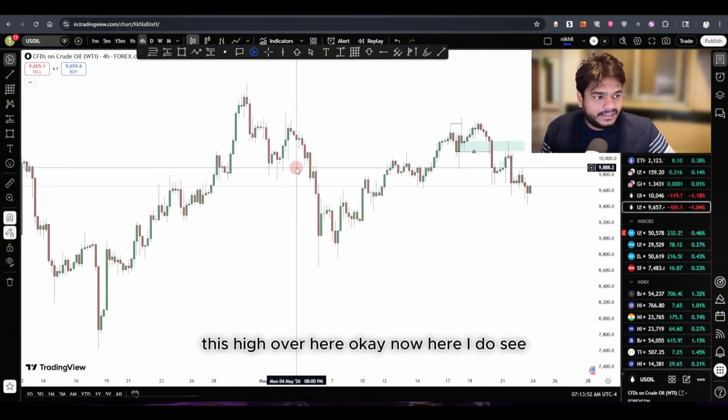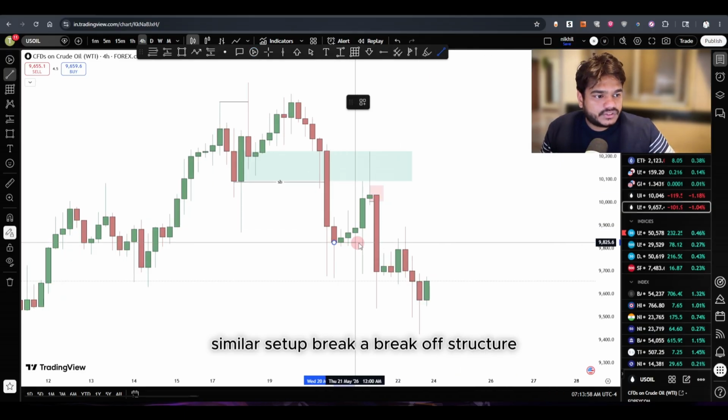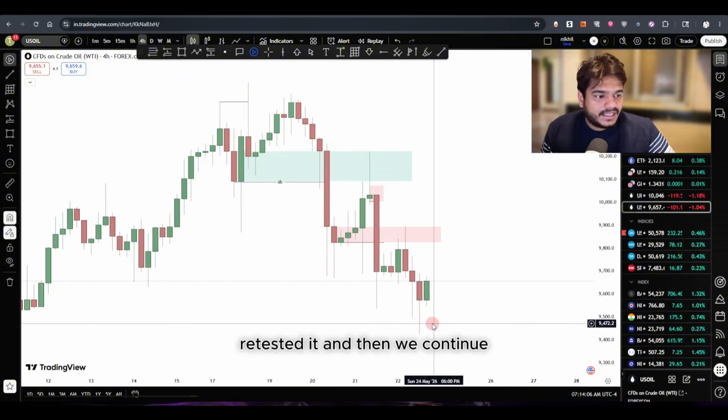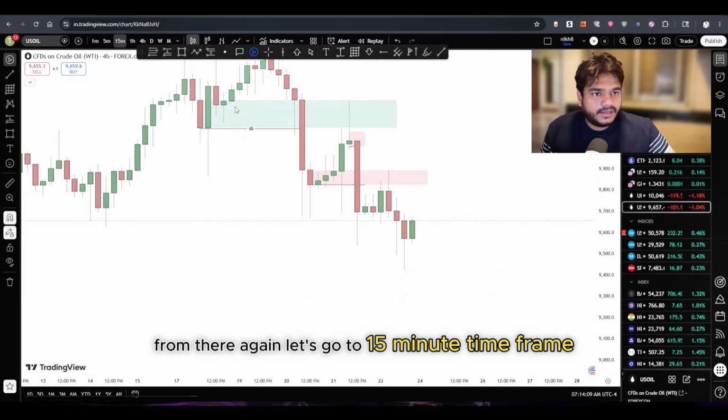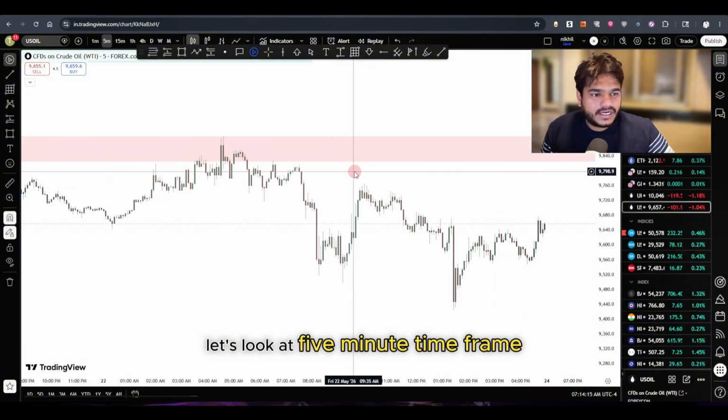Now here I do see a similar setup: breakout of structure, a mitigation block. Price tapped that zone, retested it, and then we continued from there. Again, let's go to the 15-minute time frame. On the 15-minute time frame, the structure is not that clear. Let's look at the 5-minute time frame.